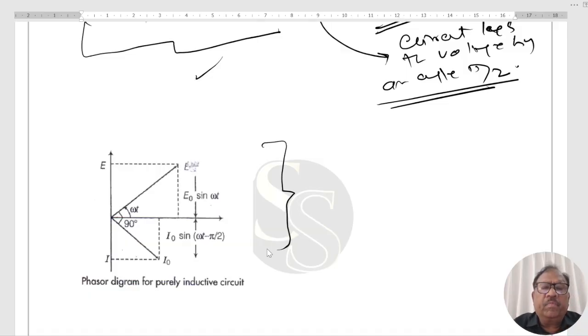Phasor diagram is, this is E naught, the applied EMF, at omega t. Now I naught lags the EMF by 90 degrees. This is the ground here. So this is the instantaneous EMF, this is the instantaneous current. This is all about the inductor, the phase relation between V and I. Right? Next question.